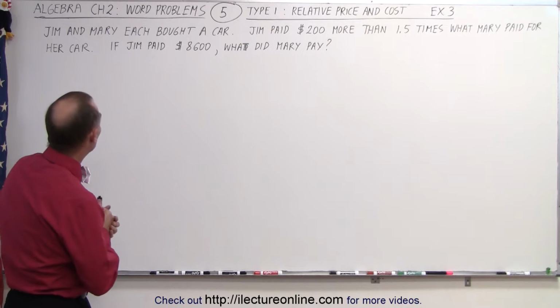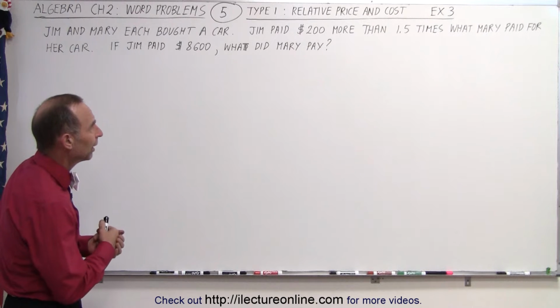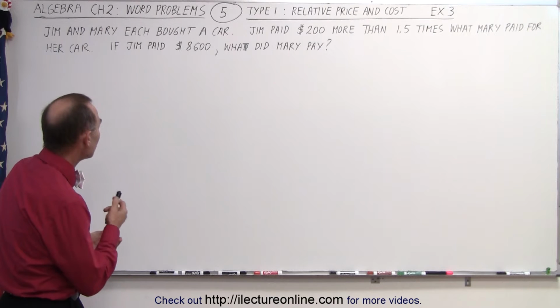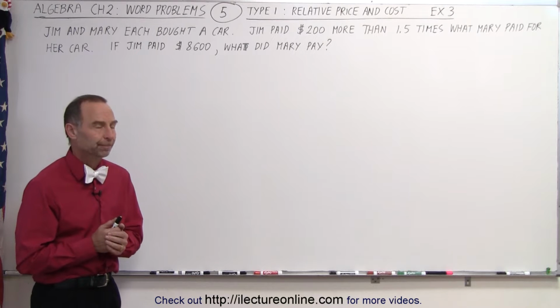Here's a third example of our first type of word problem dealing with relative price and cost. It says Jim and Mary each bought a car. Jim paid $200 more than 1.5 times what Mary paid for hers. If Jim paid $8,600, what did Mary pay for her car?